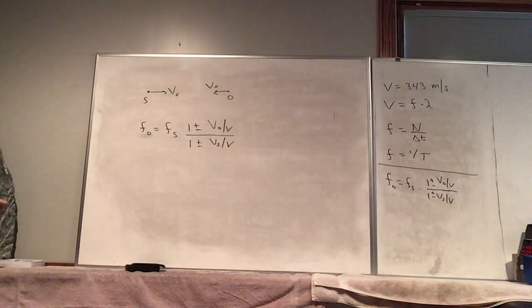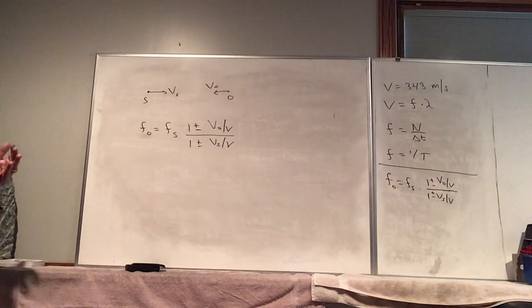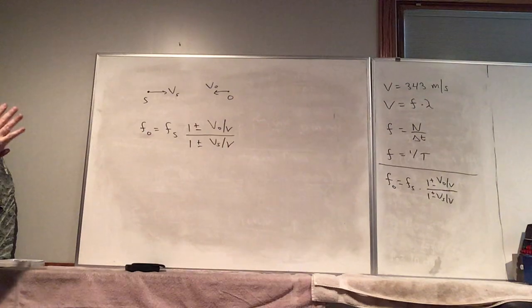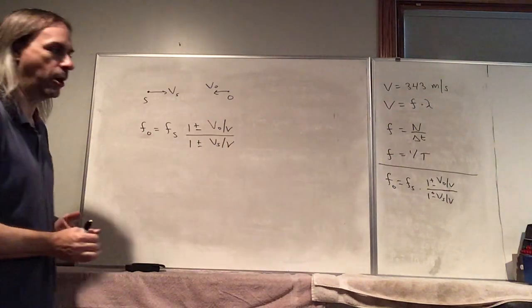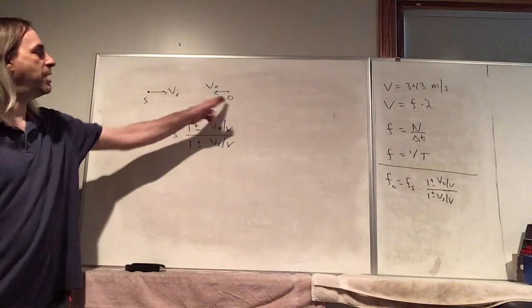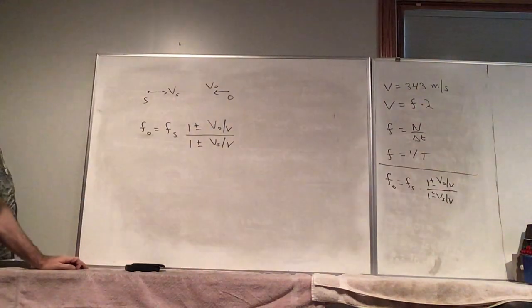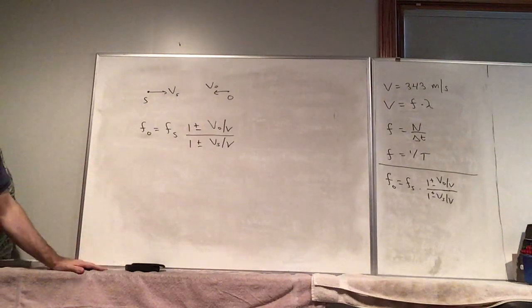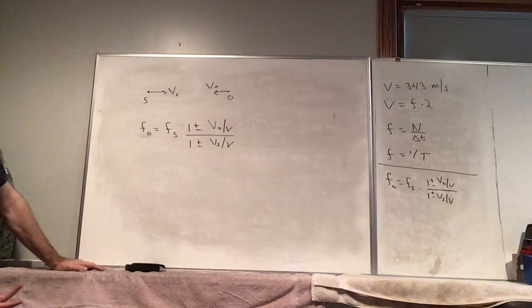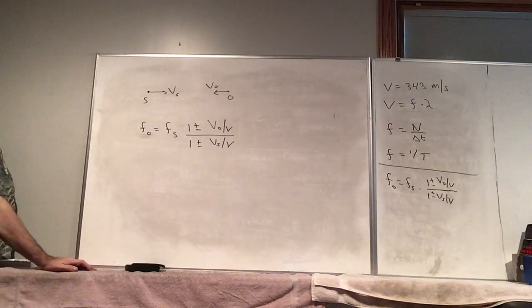Okay, so here's our formula. Let's just consider each one individually. Let's consider the motion of the observer first. That's actually the easier one. The observer is moving towards the source. Now, what effect should that have on the observed frequency? Well, obviously, it's going to increase the frequency. If you're moving towards the source, you're going to see more wavefronts in a given time period than someone that wasn't moving towards the source.